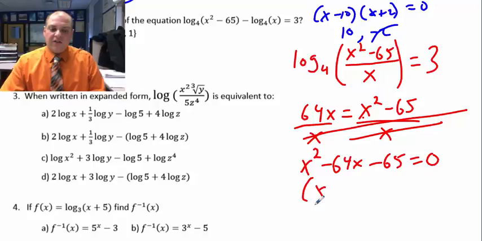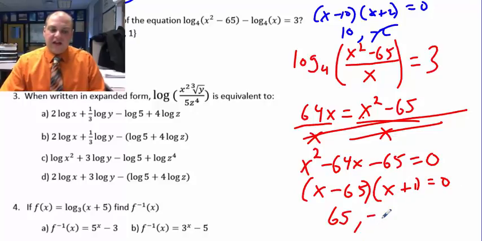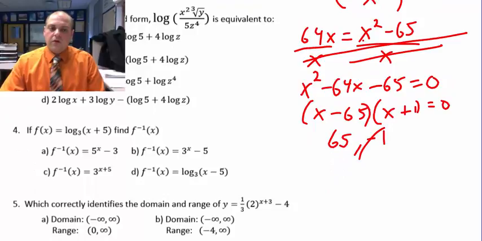And then I need to factor that: x minus 65, x plus 1. And then 65 and negative 1 would be the x values, but you can't have negative 1 because then you'd have a negative in the log, which you cannot have. So negative 1 is a reject, and you just get 65. All right? I'm just going to erase for more room here.